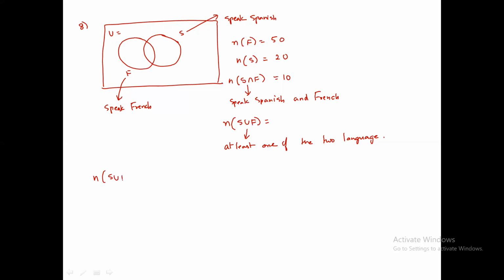So in order to find n of S union F, you have to take n of S plus n of F minus n of S intersection F. N of S is 20, n of F is 50, n of S intersection F is 10. So 70 minus 10, 60 people speak at least one of the two languages. So total 8 questions are there and we have done all the 8 questions.